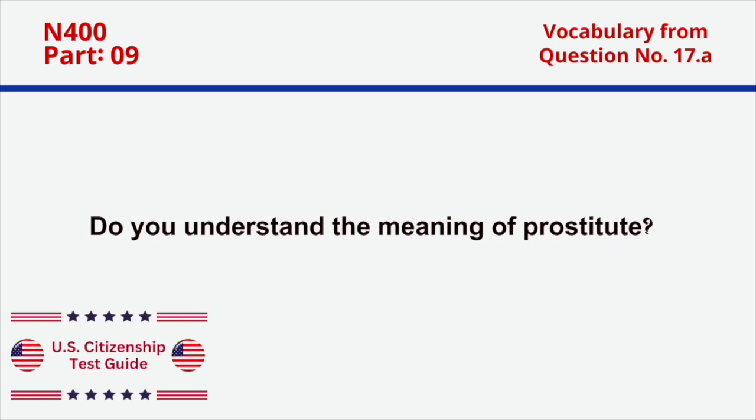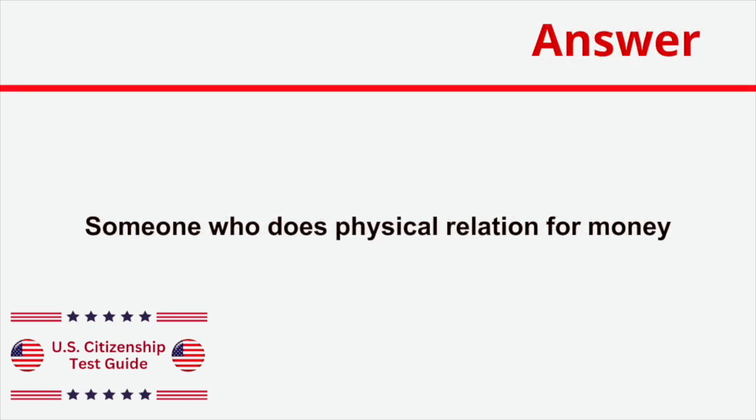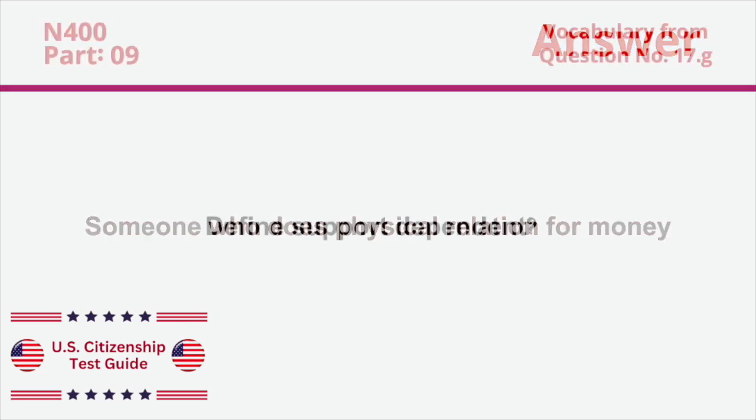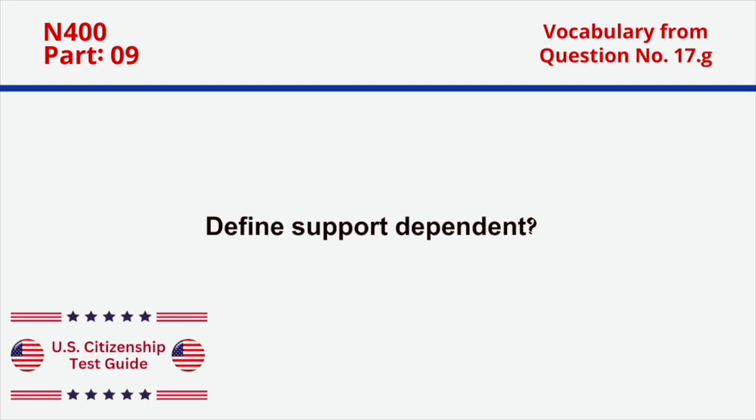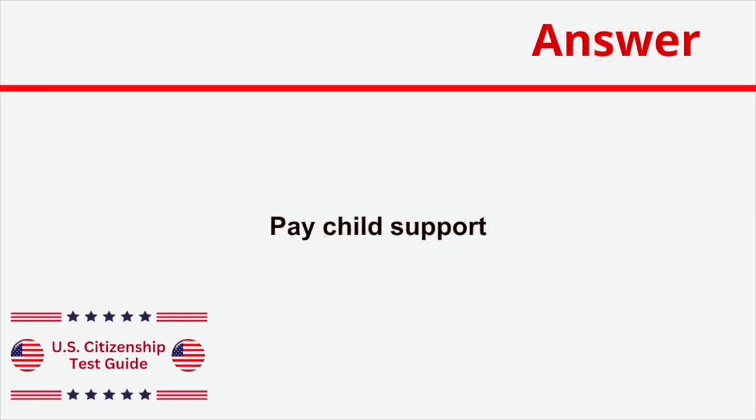Do you understand the meaning of prostitute? Someone who does physical relation for money. Define support dependent. Pay child support.